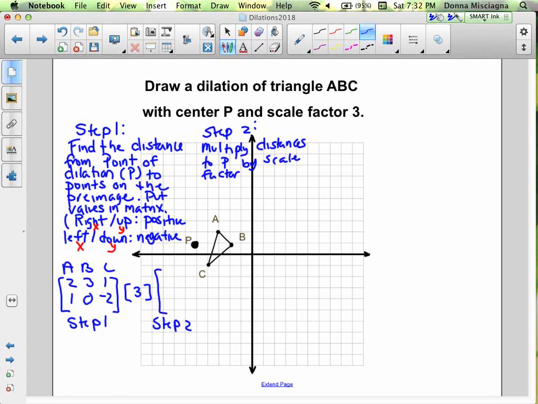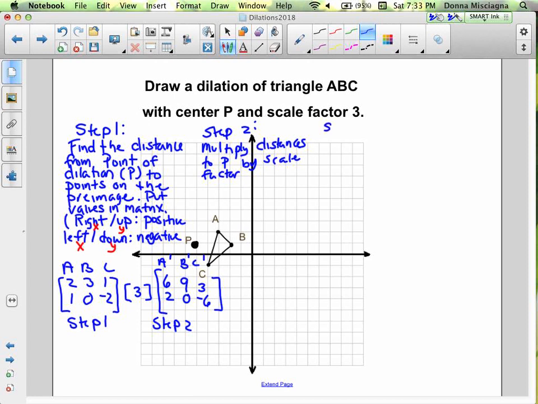This isn't going to be the real A prime and B prime and C prime. This is going to be our distances. We're going to have to convert those to coordinates, but that's just one last step. A here is at 2, 1. If we multiply by 3, that's going to be 6, 3... rather 6, 3. Multiplying 3, 0 by 3 is 9, 0. And 1, negative 2 by 3 is going to be 3, negative 6. So that's step 2.